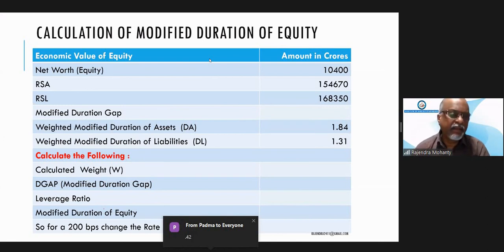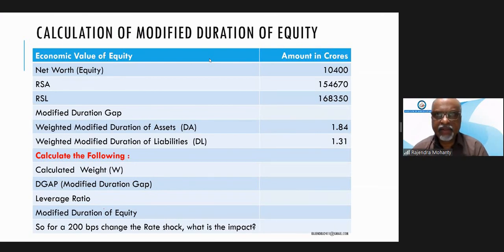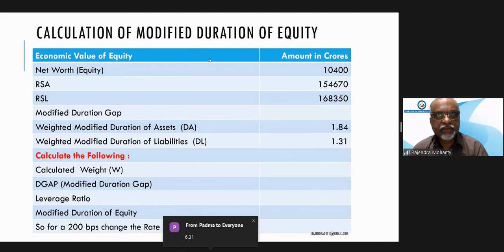Now do the leverage ratio. RSA divided by your equity. 14.87. Then calculate the modified duration of equity. So 14.87 multiplied by your DGAP. DGAP was how much? 0.41 or 42. 6.24, sir. 6.24. Okay, fine.